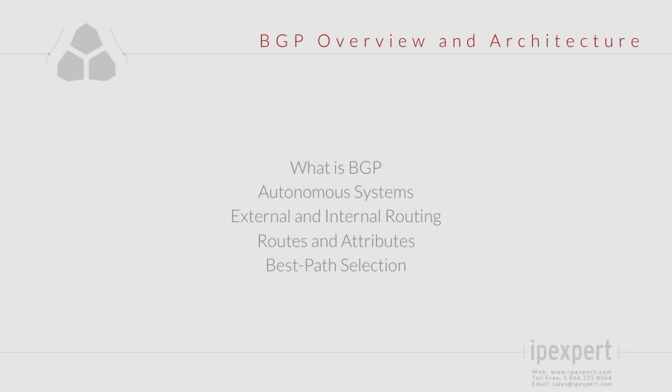We are going to explore what autonomous systems are. We are going to take a look at the role of BGP in the external and internal routing from the perspective of an autonomous system. We are going to talk about the routes and attributes, and we are going to quickly go over the best path selection process in BGP.